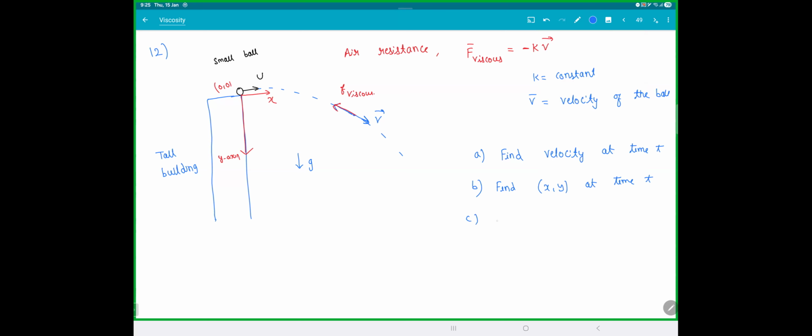And find the range if the height of the building h tends to infinity. Eventually this ball will fall on the ground somewhere. It's a tall building, but it will not exceed a certain x coordinate. The ball will not keep going forever in the forward direction. At some point, it will hit the floor at some x coordinate.